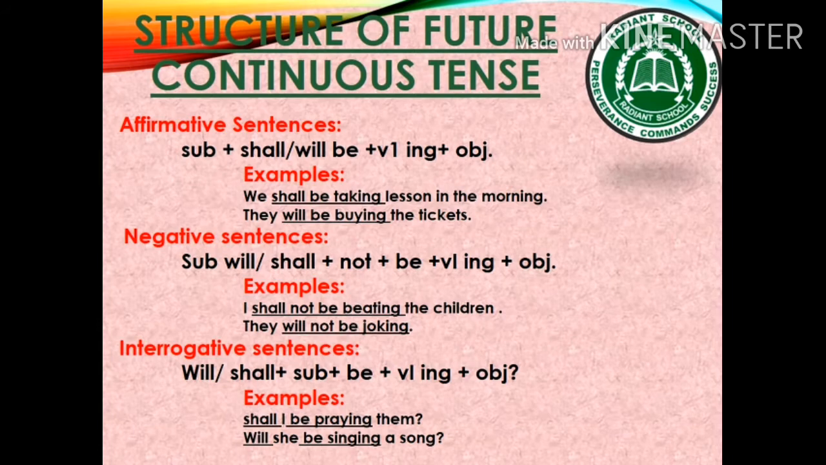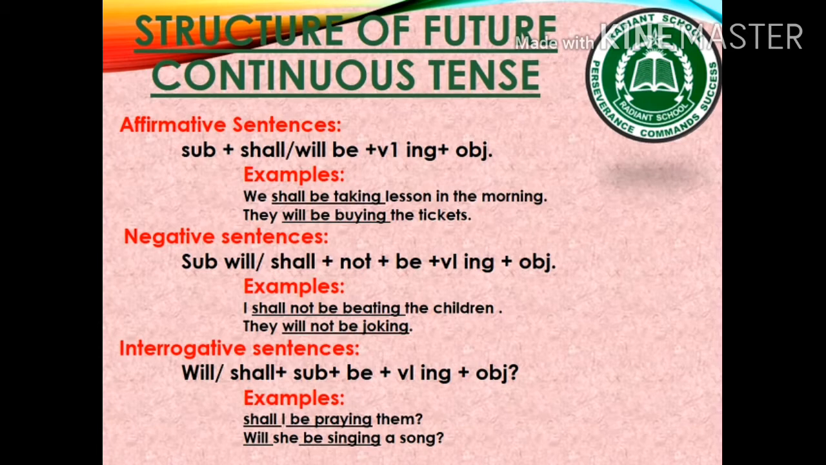Now let's discuss the structure of future continuous tense. In affirmative case, we use shall be or will be with first form of verb plus ing. Shall is used with I and we and the rest of the subjects go for will. Example, we shall be taking lesson in the morning. They will be buying the tickets.